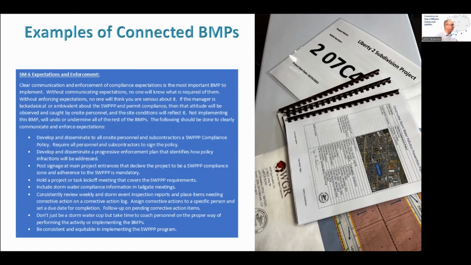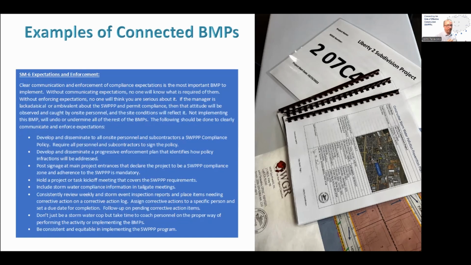Here's one of my favorite BMPs that we've come up with, a BMP that addresses expectations and enforcement. Clear communication and enforcement of compliance expectations is the most important BMP to implement. Without communicating expectations, no one will know what is required of them. Without enforcing expectations, no one will think you're serious about it. If the manager is lackadaisical or ambivalent about this SWPPP and permit compliance, then that attitude will be observed and caught by on-site personnel, and the site conditions will reflect it. Not implementing this BMP will undo and undermine the rest of the BMPs. So here are some specific things we're going to do.